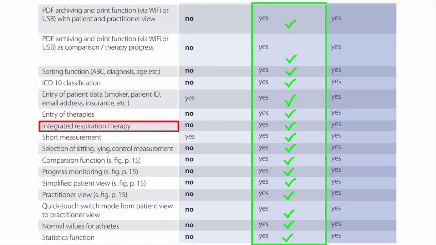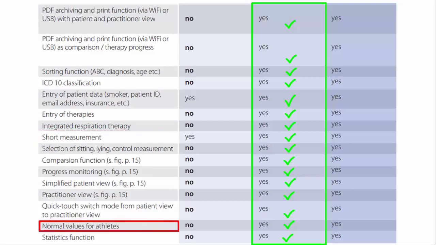Our integrated respiratory therapy is also included, which can be used for immediate stimulation of the parasympathetic nervous system. Also included in the professional version are shorter measurements, normal values for athletes, as well as a statistics function.